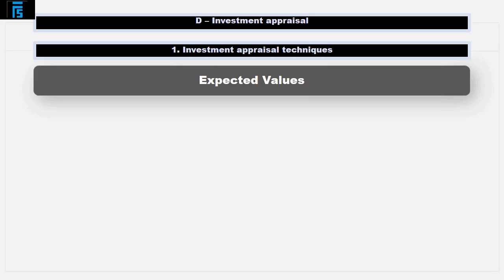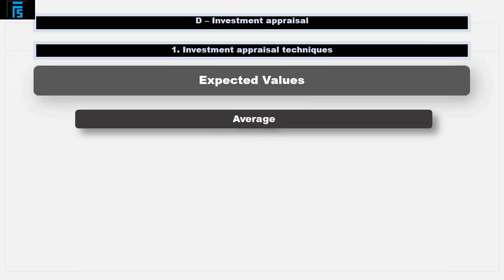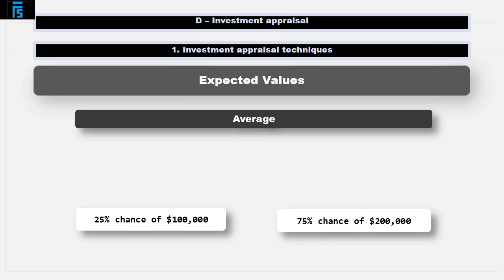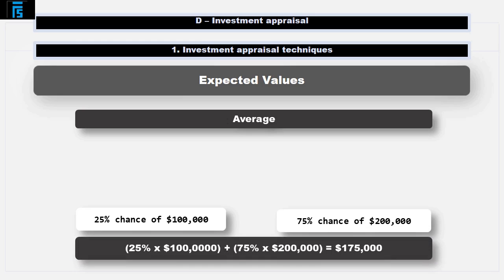Let's first consider the use of expected values. An expected value is an average. Suppose we're not certain what revenue will be next year. We think there's a 25% chance that it will be $100,000 and a 75% chance that it will be $200,000. The expected value for revenue next year is calculated like this: 25% times $100,000 plus 75% times $200,000 equals $175,000. If we were using expected values, we would use $175,000 as the figure for sales.